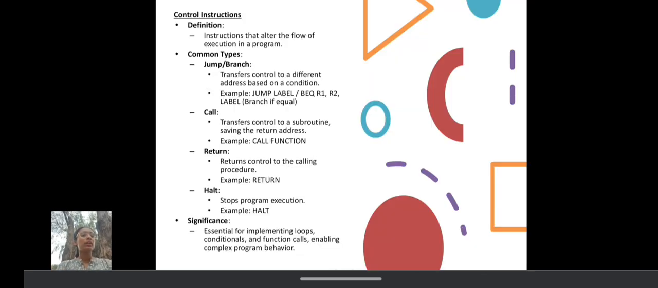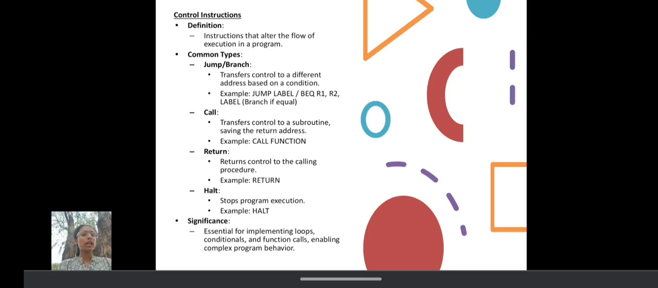The third type is control instructions. The definition is instructions that alter the flow of execution in a program. Common types: jump or branch, call, return, halt. In jump or branch, it transfers control to a different address based on a condition. For the example, jump label or BEQ R1 R2 label.